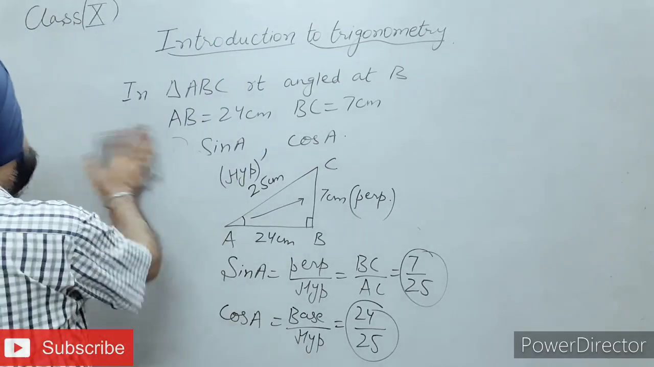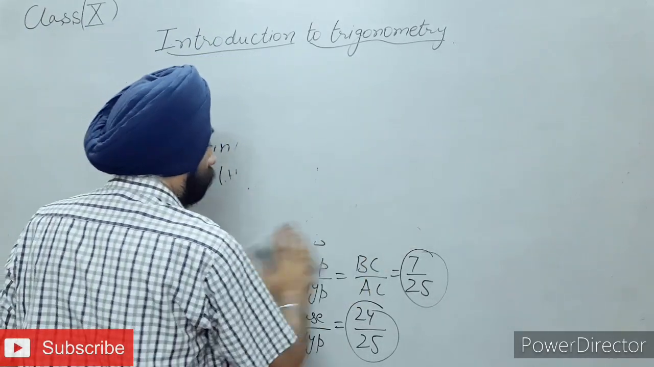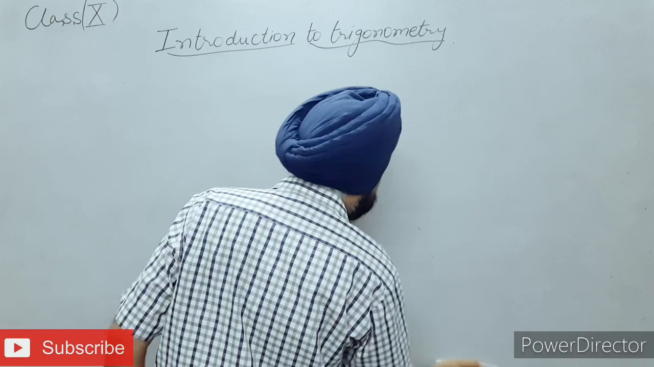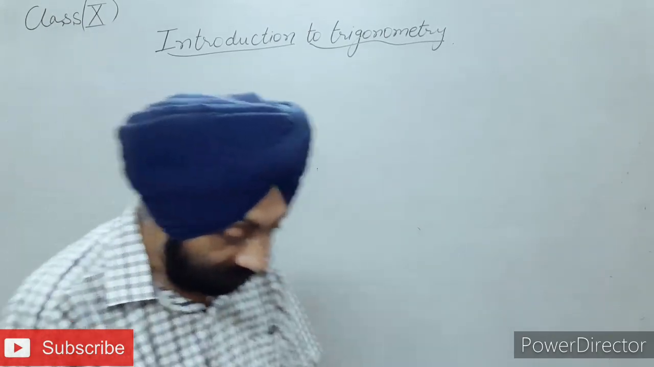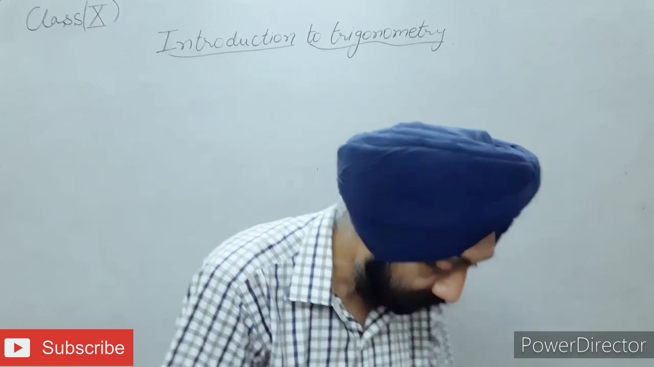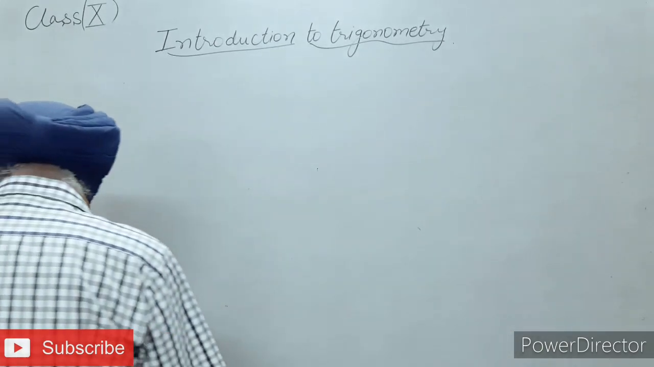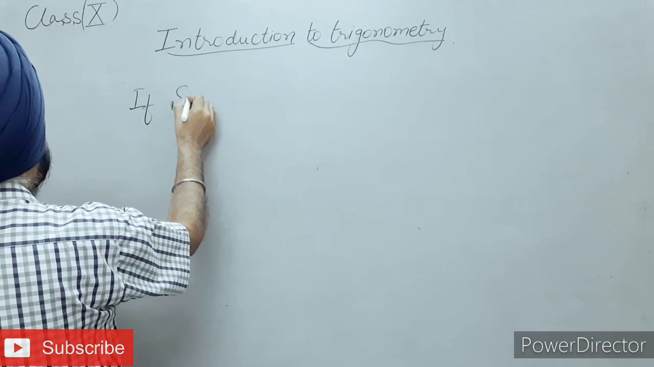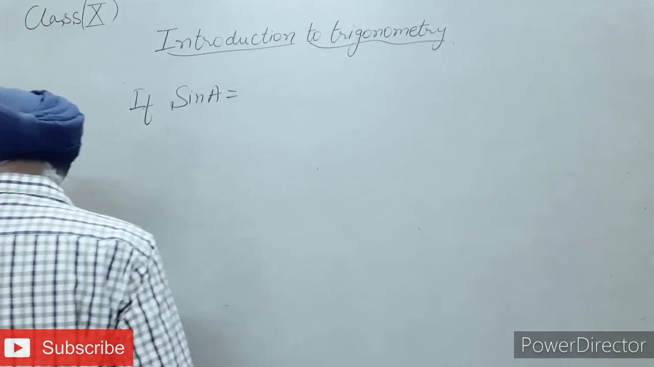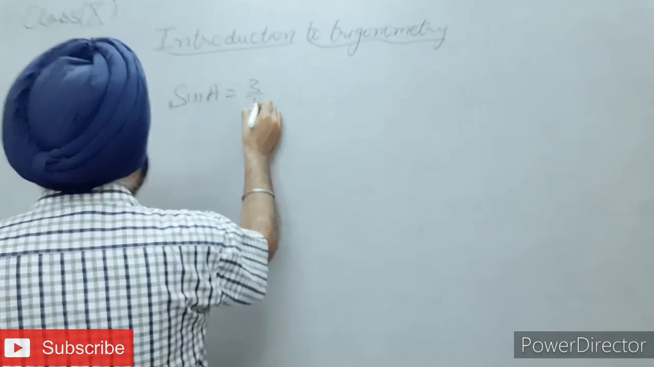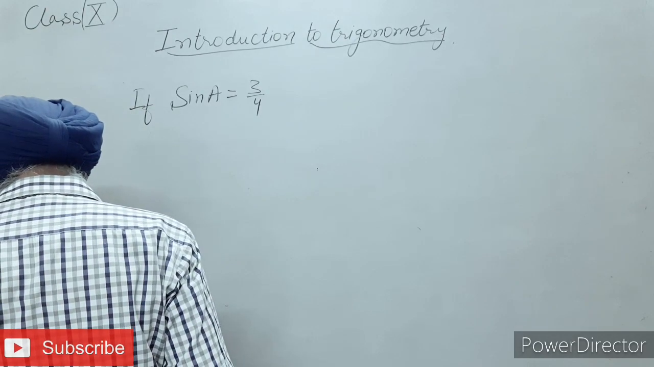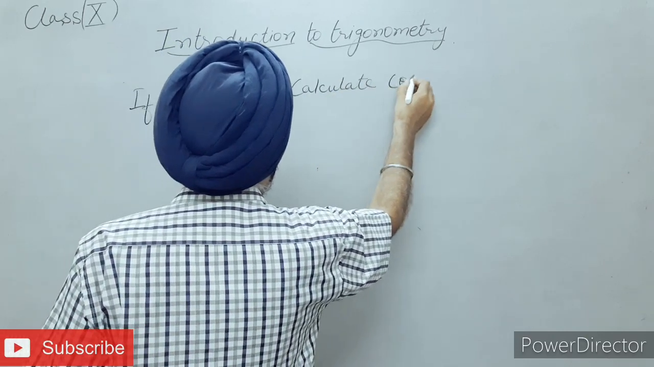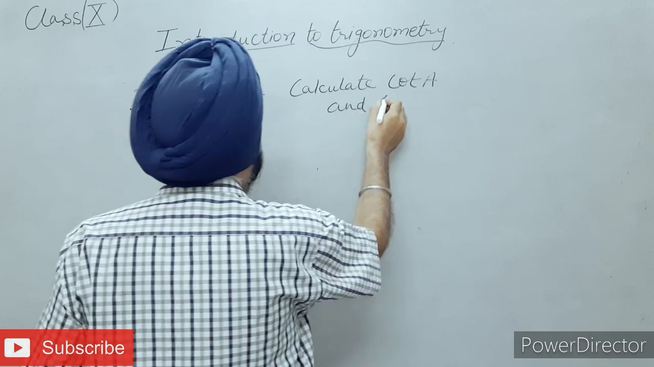Now the second question. You should remember the trigonometric ratios, the trigonometric identities which will be used subsequently in the questions. Now the second question is like this. It is, if sine of A is equal to 3 upon 4, calculate cot A and tan A.